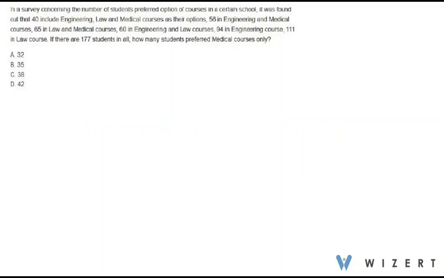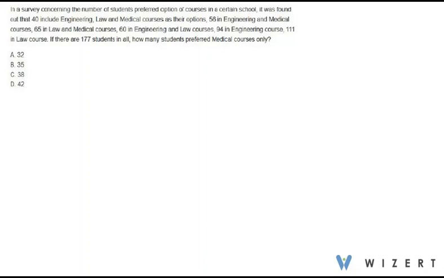We have this question here. In a survey concerning the number of students preferred options of courses in a certain school, it was found out that 40 include engineering, law and medical courses as their options. 56 in engineering and medical courses, 65 in law and medical courses, 60 in engineering and law courses, 94 in engineering course, 111 in law course. If there are 177 students in all, how many students preferred medical courses only?